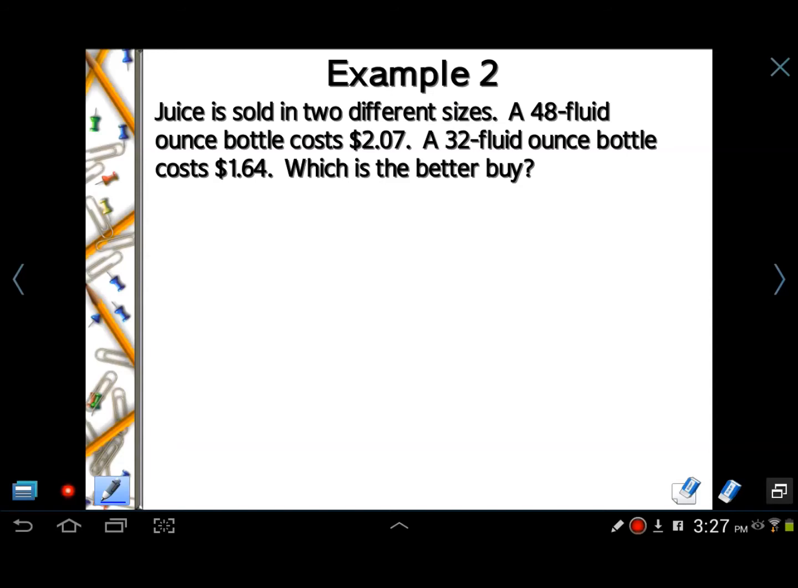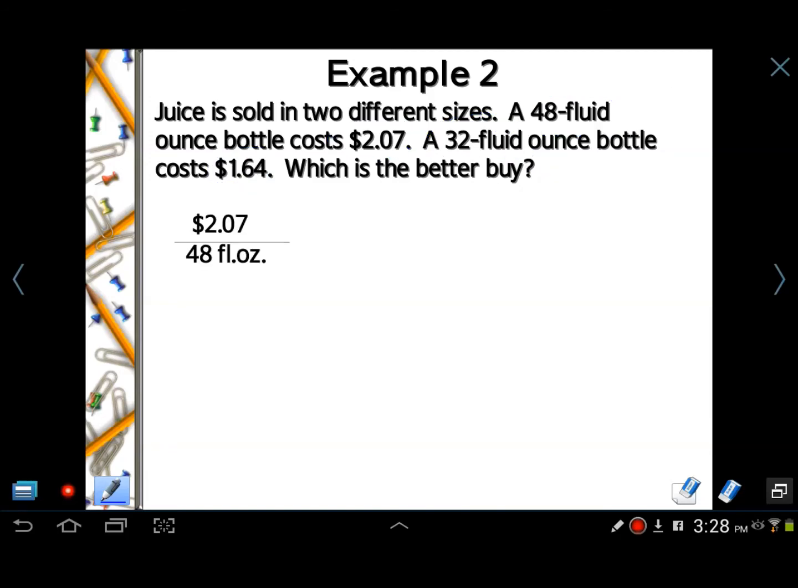So here's our first example. Juice is sold in 2 different sizes, 48 ounces and 32 ounces. The 48 ounce container costs $2.07. The 32 ounce container costs $1.64. So we want to know which one's a better buy. In this problem, we're not just looking at the cheaper price and going, well, that's cheaper, therefore it's a better buy, because you can't really compare it like that. We're talking about 2 different sizes. So of course the smaller size is going to be cheaper. You're getting less of it. So we want to see which one is a better buy as a consumer.